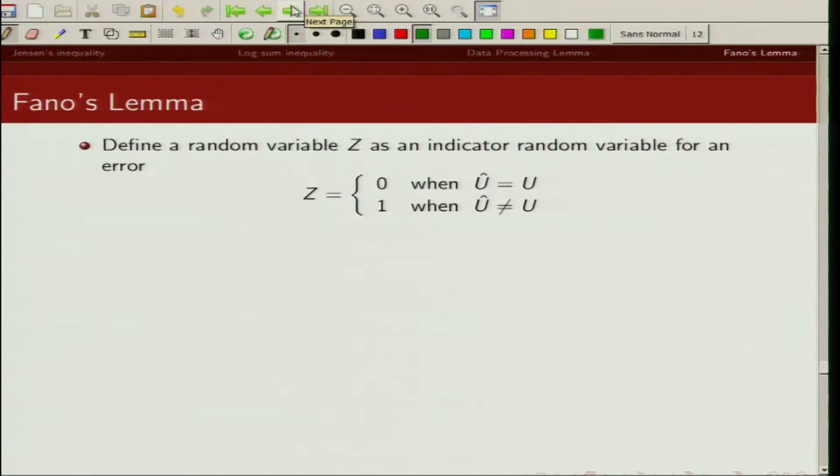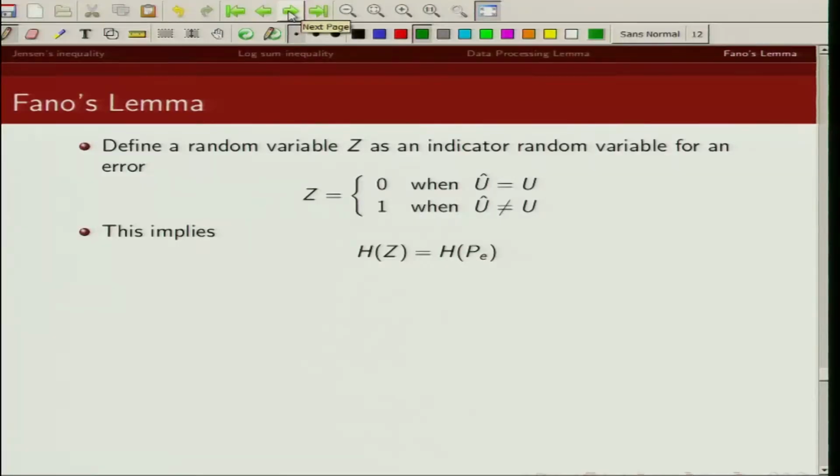So let us denote a random variable z, which indicates whether there is an error. This random variable z, an indicator random variable, will be 0 if there is no error, and 1 if there is an error. So z takes two values, either 0 or 1. What is the entropy associated with z? With probability 1 minus Pe there is no error, and with probability Pe there is an error. So the entropy of z will be given by minus Pe log Pe minus (1 minus Pe) log (1 minus Pe), which is nothing but the entropy of Pe.